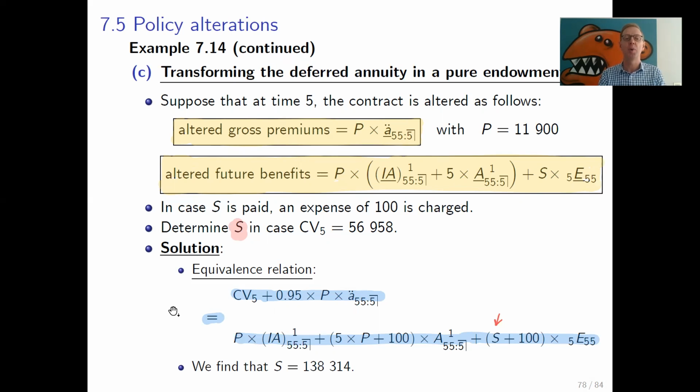Well, again, we work with the equivalence relation. The cash surrender value is considered as an initial premium plus the actuarial value of all future premiums minus related expenses must be equal to the actuarial value of all future benefits. And the actuarial value of all future benefits is the actuarial value of the premium refund guarantee plus the actuarial value of the pure endowment. And this is an equation with unknown S, and we can then solve this equation for S.